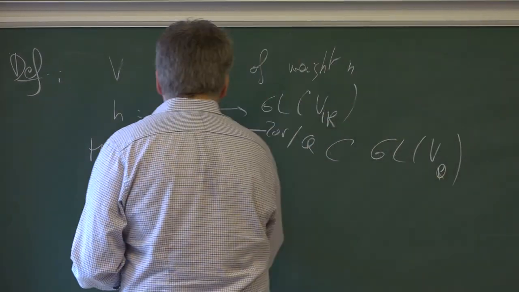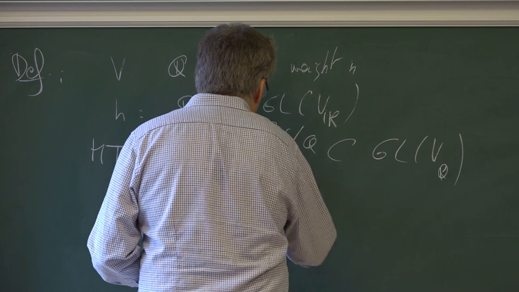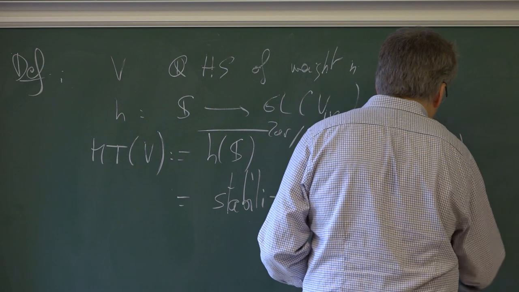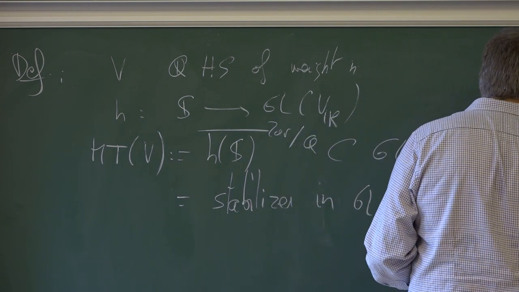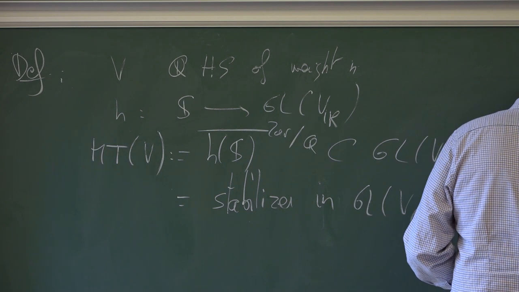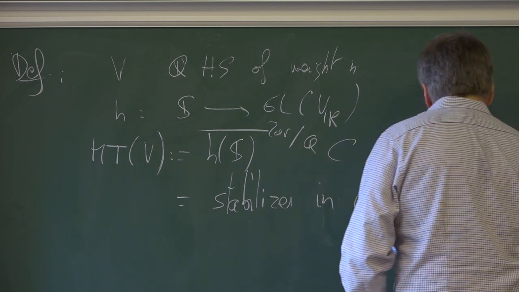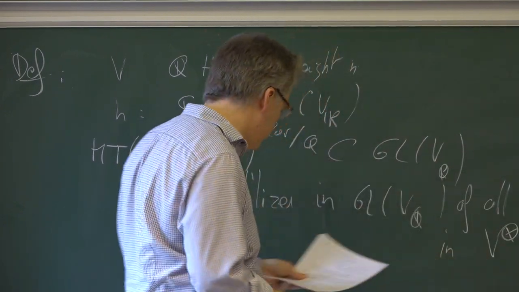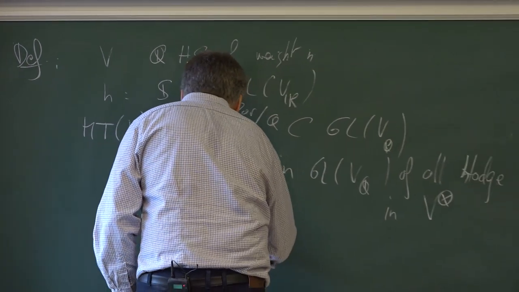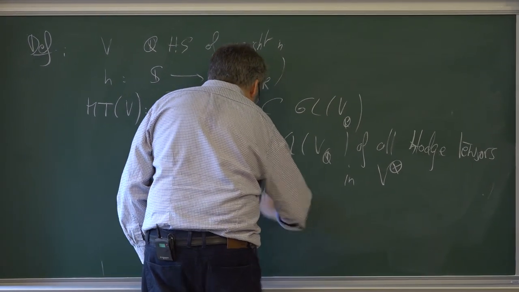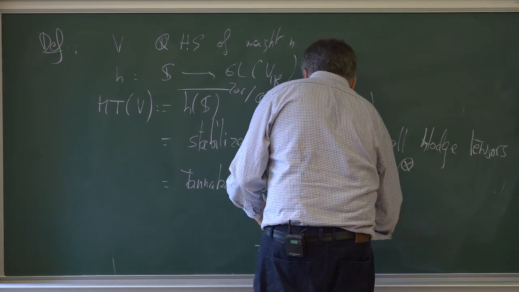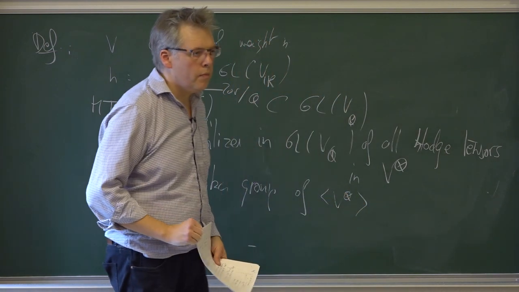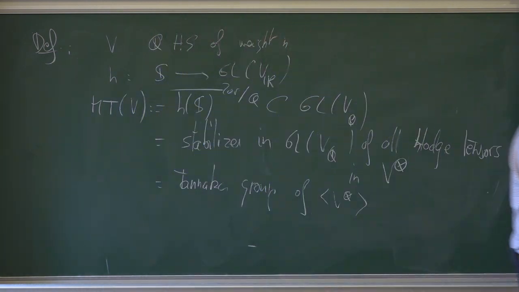Another way of seeing it is that you can show this is the stabilizer in GL(V_Q) of all Hodge tensors in all tensor powers of V and its dual. And if you prefer, this is also the Tannaka group of this Tannakian category, the category of sub-pure Hodge structures generated by V and its dual, depending on your taste.